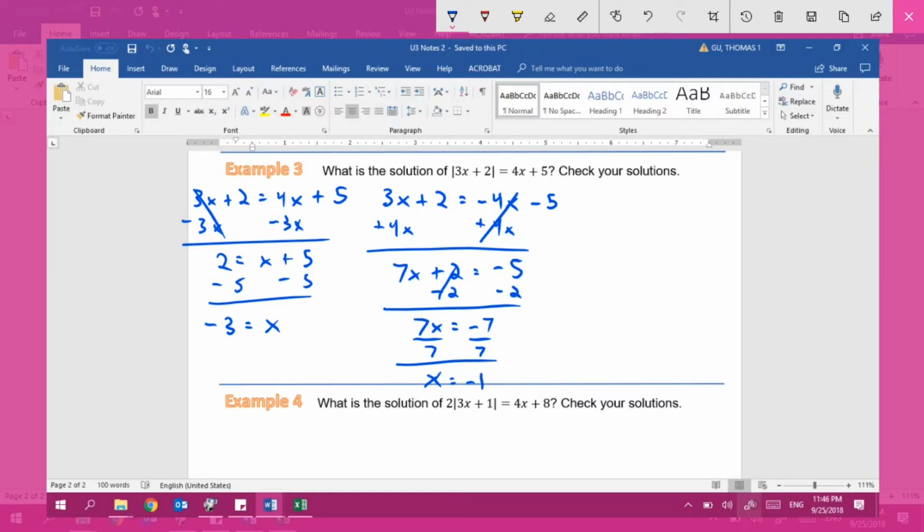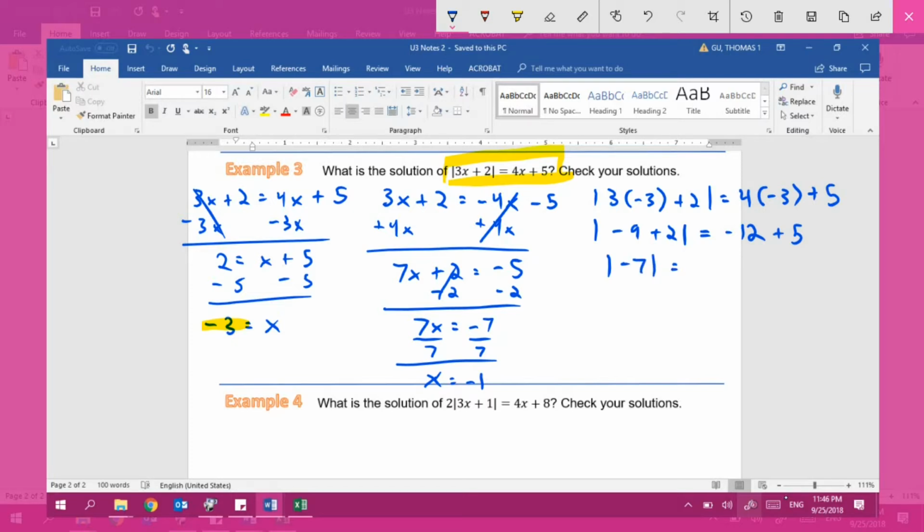So now let's check to see if both of these solutions work. So let's check negative 3 first. So we're going to plug it back into our original equation for anywhere we see x. So absolute value of 3 times negative 3 plus 2 equals 4 times negative 3 plus 5. What is 3 times negative 3? That's negative 9 plus 2 equals 4 times negative 3. That's negative 12 plus 5. Negative 9 plus 2 is negative 7 equals, and negative 12 plus 5 is negative 7.